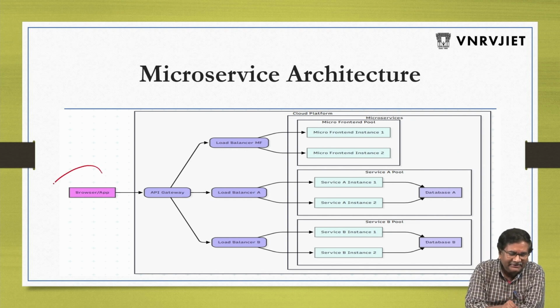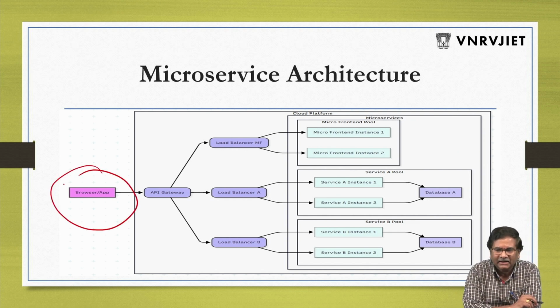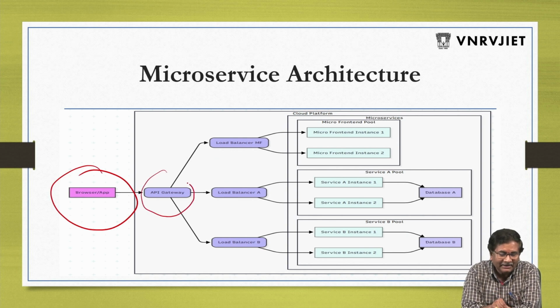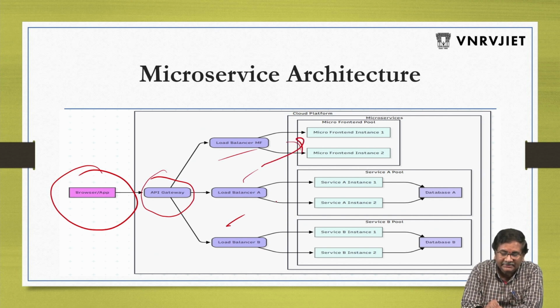Now you see the client app. This is a client app, browser or app. Mostly it is a browser, but you can have an operating system app. You can do that, but mostly it's a browser. Now you have an API gateway. You don't have that in three-tier architecture. I'll talk about that a little later. Then you have load balancer 1, 2, 3. Now you see the load balancer. This is for the micro front end, and this is for the one instance of the service.